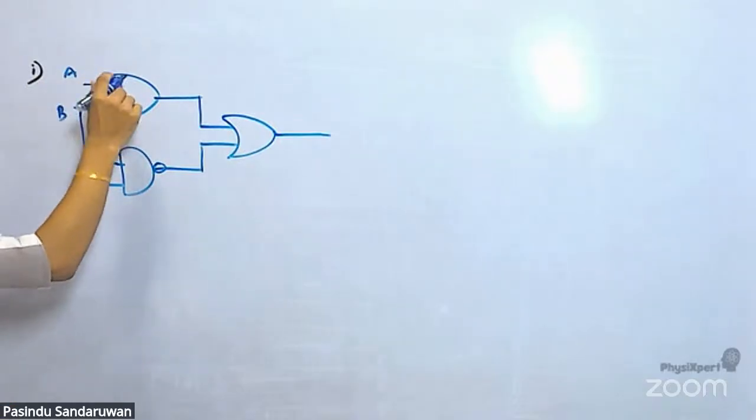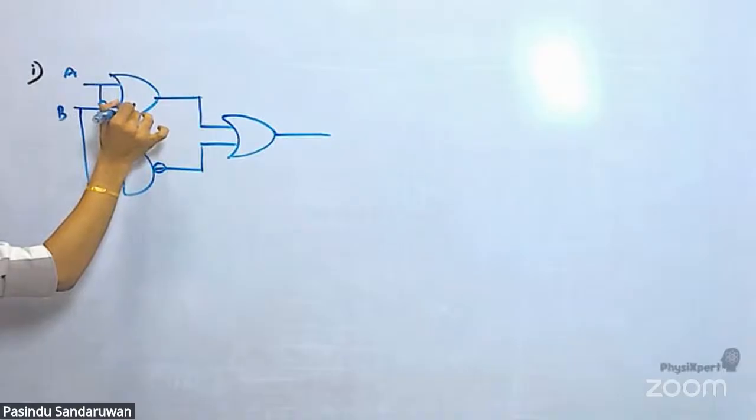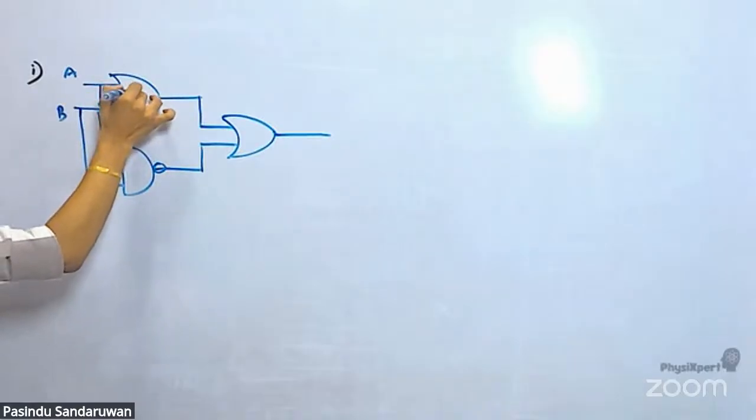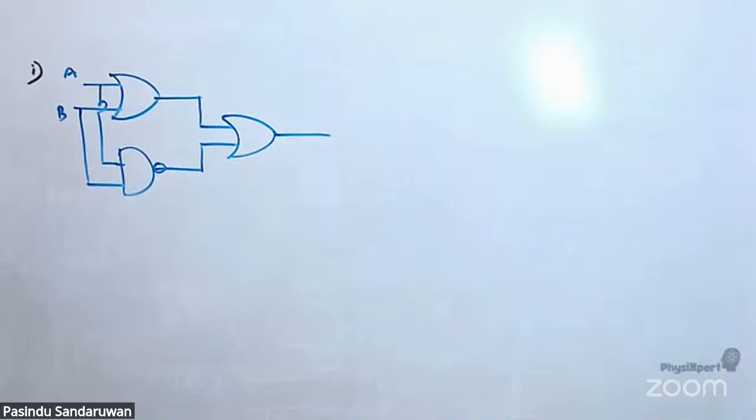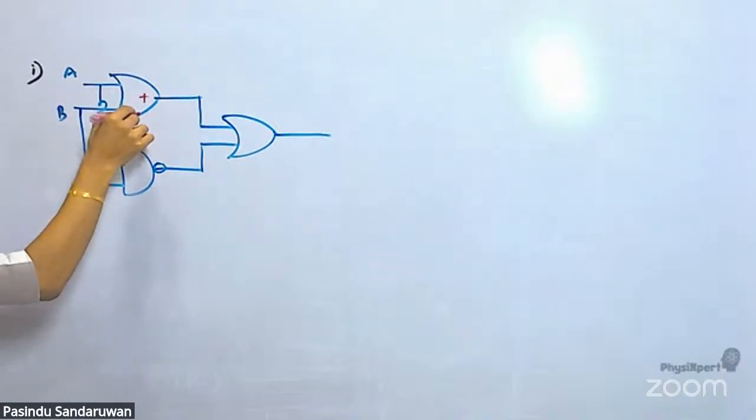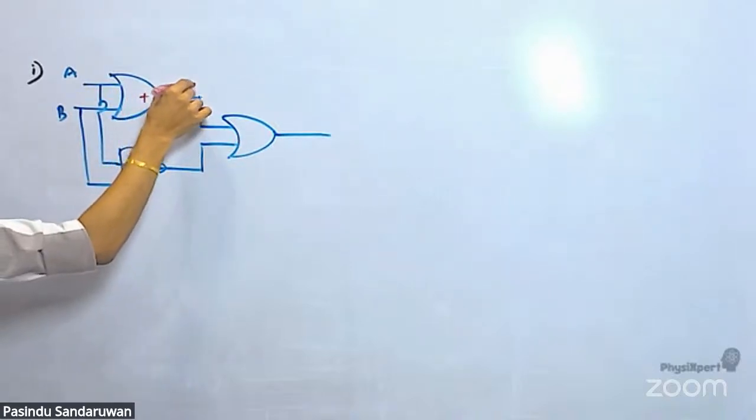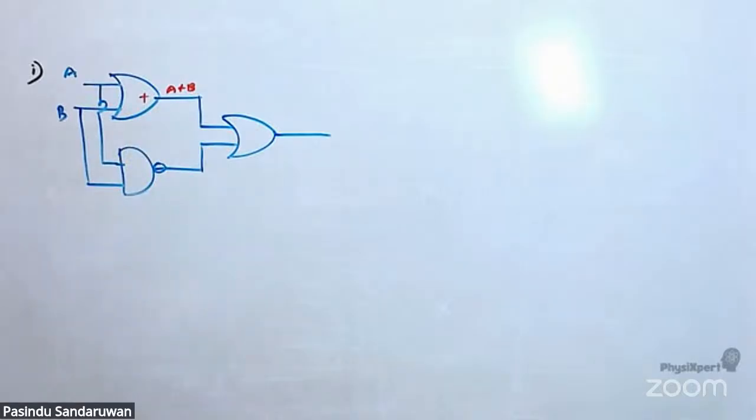Now for this OR gate, signals A and B are coming in. The function of the OR gate is plus, no? I'll write it in red. The function of OR is plus. Then this output is A plus B.